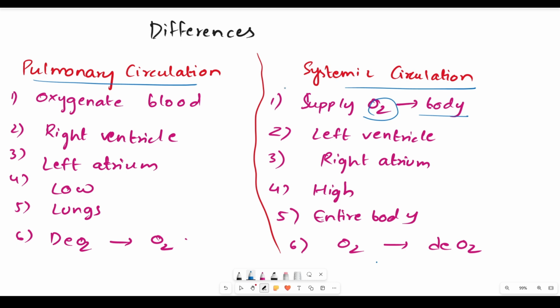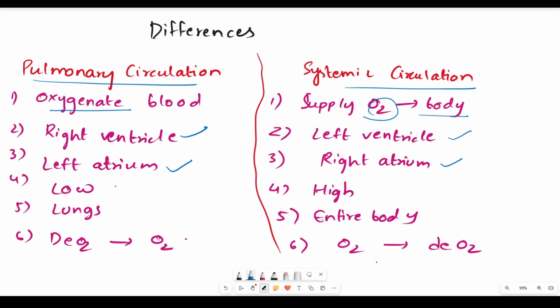Coming back to the key differences between the pulmonary and systemic circulation. In the pulmonary circulation, the main function is to oxygenate the blood. In systemic circulation, the main function is to supply oxygen to the body. Coming to the second point, pulmonary circulation starts from the right ventricle. Systemic circulation starts from the left ventricle. Then pulmonary circulation ends at the left atrium. Systemic circulation ends at the right atrium.